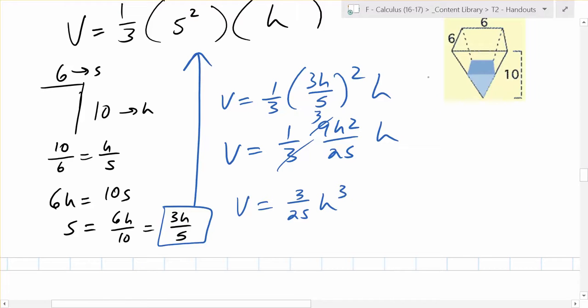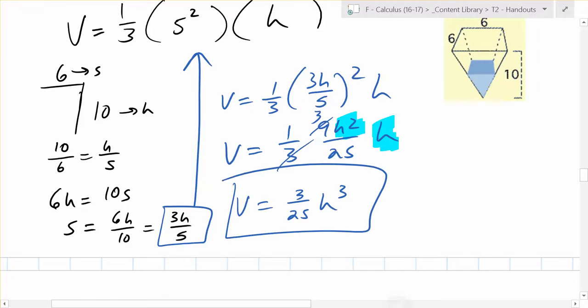Cubed. Are you okay with this? Take a look at that. Ask questions right now if you're not okay with it. It's an h squared right there and an h right there. Are you okay with this? So you just pulled it out. Are you okay with that? Why is it really nice to have just that now?